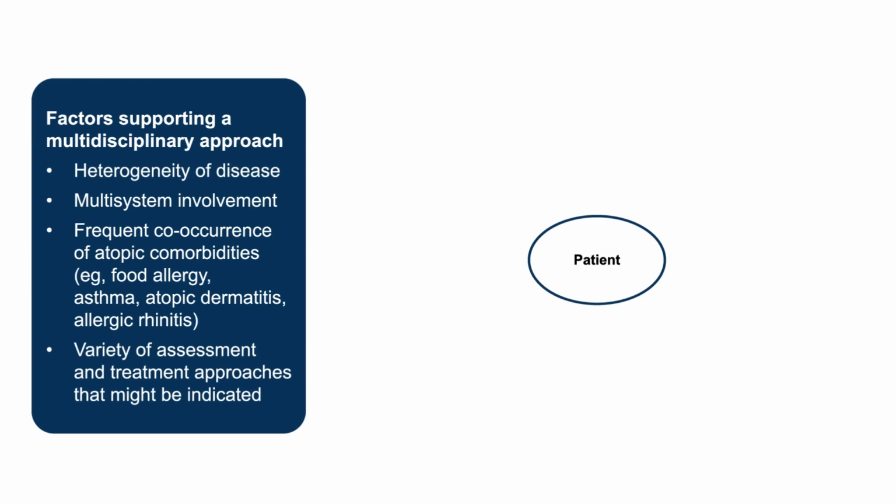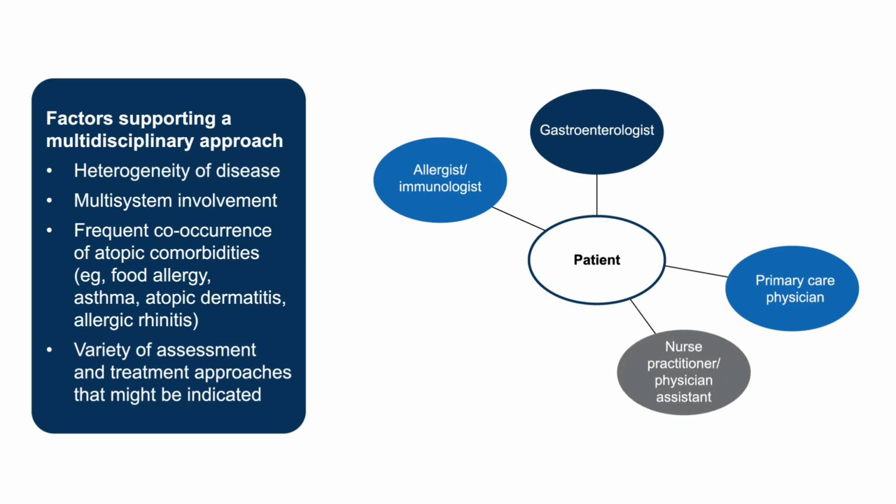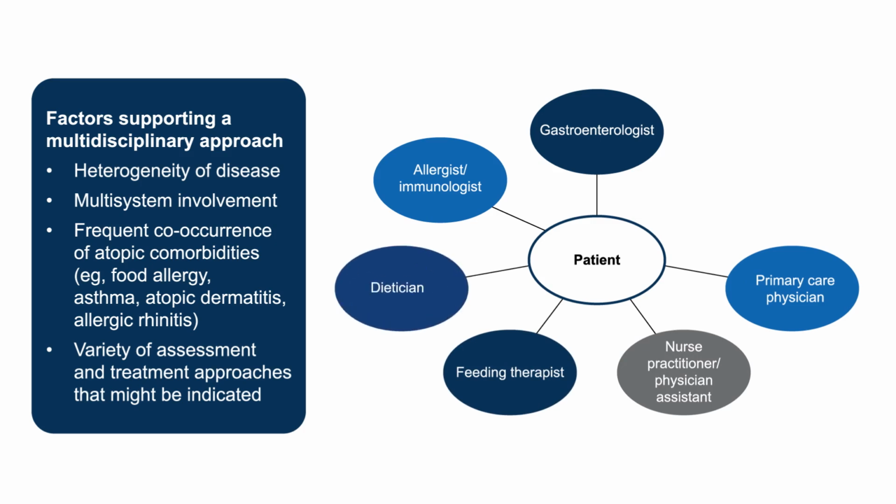So the patient not only interacts with their gastroenterologist and their allergist, but they also have help from their primary care physician or their pediatrician, maybe a nurse practitioner. Maybe they're already seeing a feeding therapist for oral aversion in younger patients, or a dietitian because they're malnourished, and also a pathologist who can help us determine whether they have the correct number of eosinophils under the microscope for diagnosis.